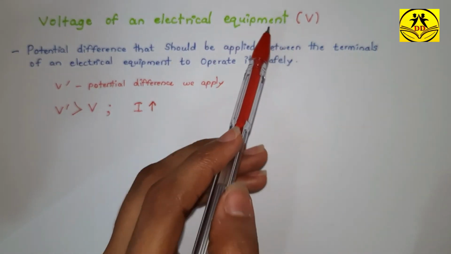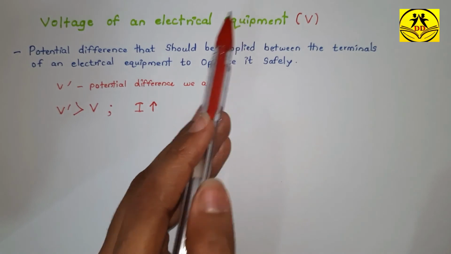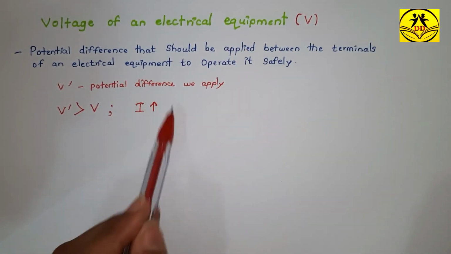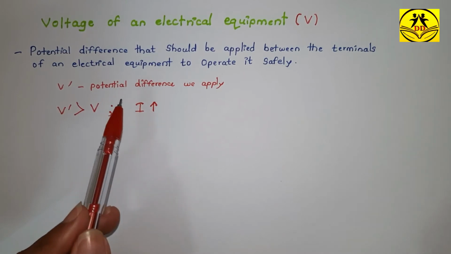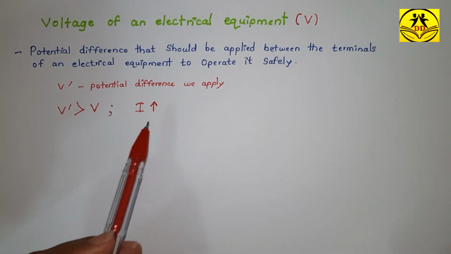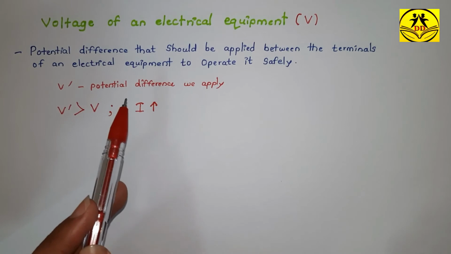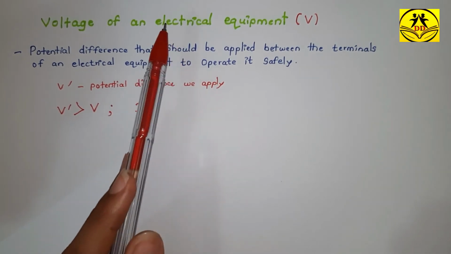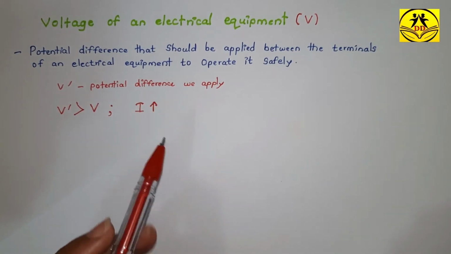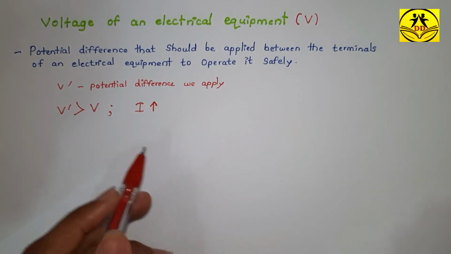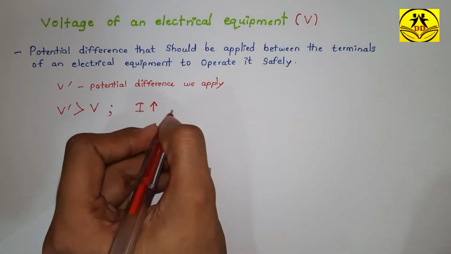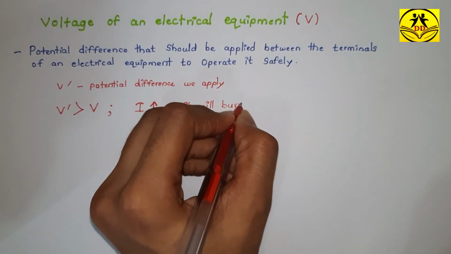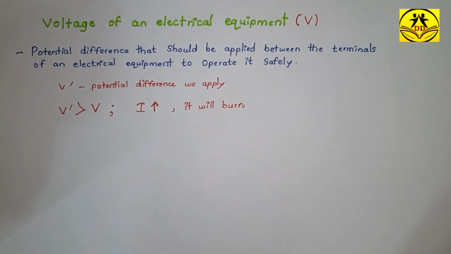So an electrical equipment has a resistor, so it acts as a resistor here. So the current through this resistor increases. So when the current is very high, there is a high chance for this electrical equipment to get burned. So it will burn. The equipment will burn.